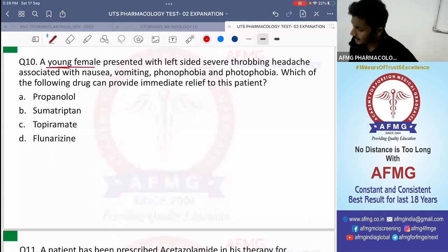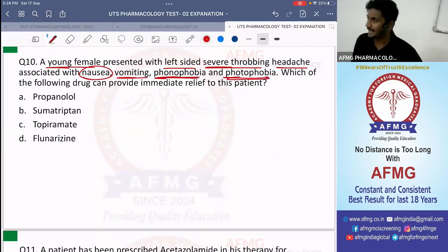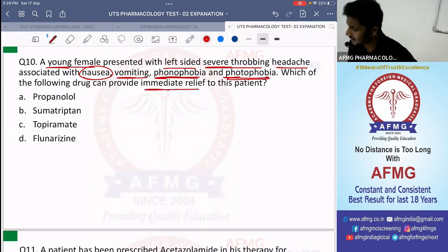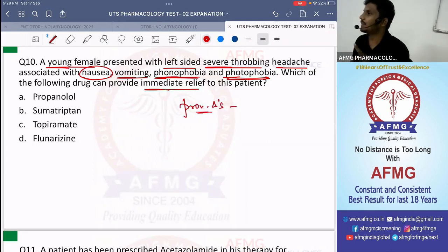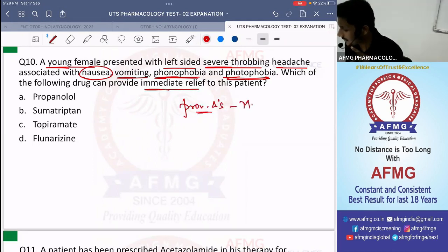Question number 10 now. A younger female presented with left-sided severe throbbing headache associated with nausea, vomiting, phonophobia and photophobia. Characteristic: irritation to sound and irritation to light. Which of the following drugs can provide immediate relief to the patient? What is your provisional diagnosis? So, if it is a younger female presenting to you with a unilateral throbbing headache, definitely the diagnosis is more likely to be migraine. What is the criteria for it?